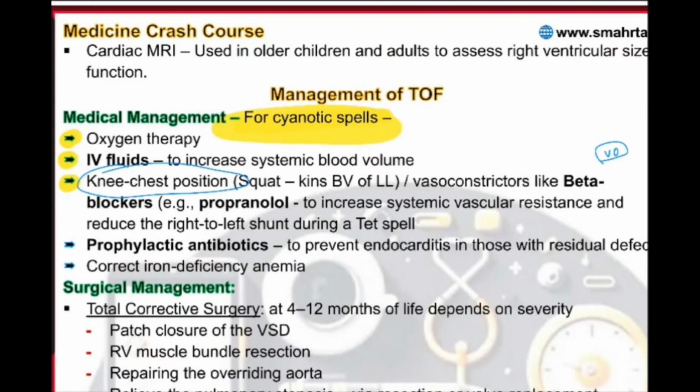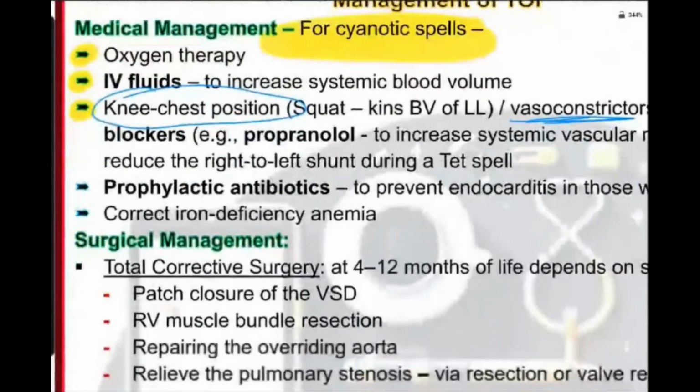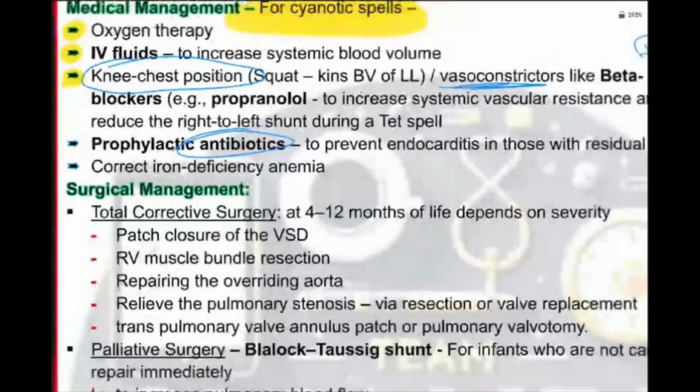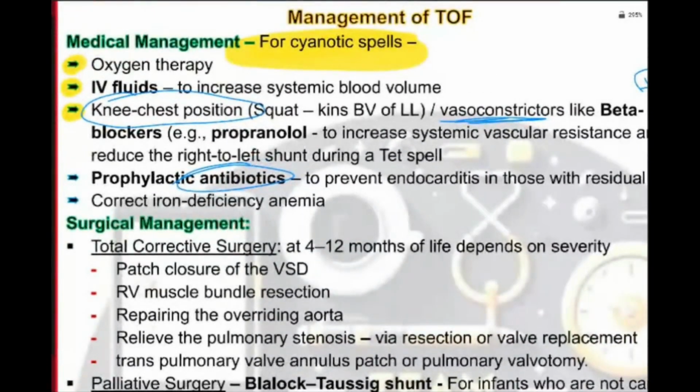In olden days, they used to practice this. Now we have drugs. Since it is vasodilation, we are giving vasoconstrictors and beta blockers. Propranolol can be used. And prophylactic antibiotics can be given to decrease the incidence of infective endocarditis. Okay, so we have corrected cyanotic spells.